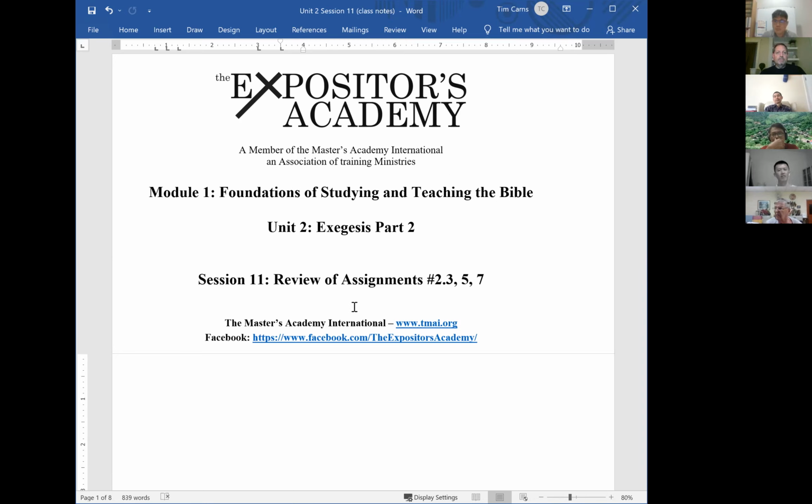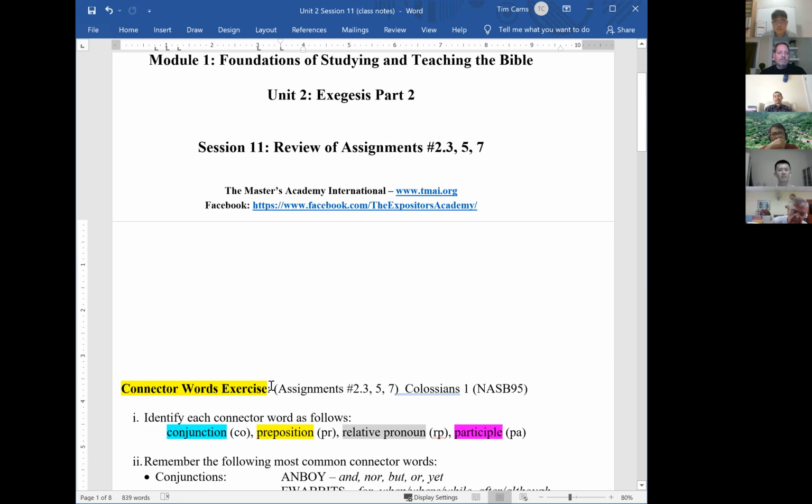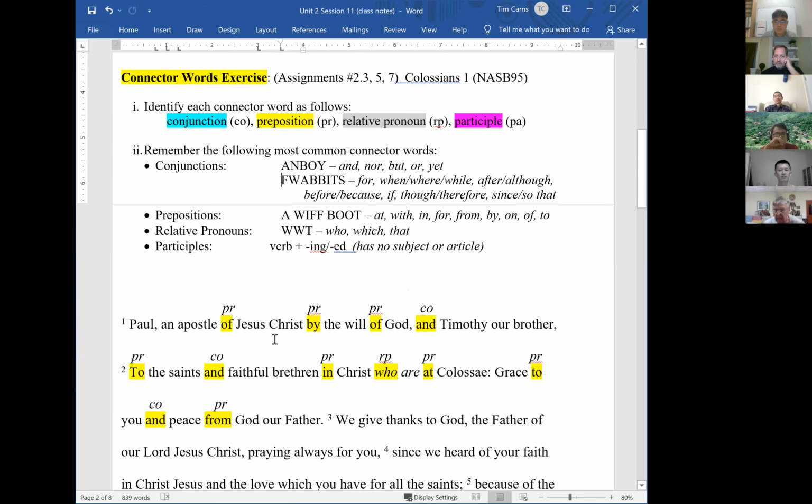Okay. So just to remind us, this is the connector words exercise we're going to do together. And like I said, it's combining these 3 assignments together in one. So you're getting 3 assignments for the price of 1. In this assignment, we're going to look for each connector word. Remember, there are 4 main connector words: the conjunctions, the prepositions, relative pronouns, and participles. And I put here as a reference the most common connector words.